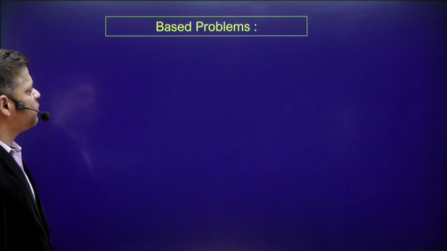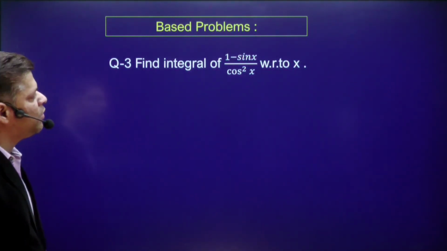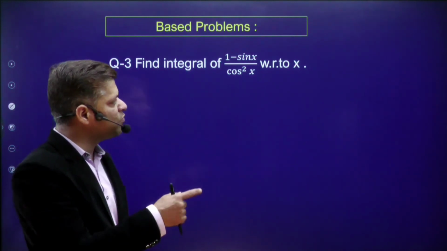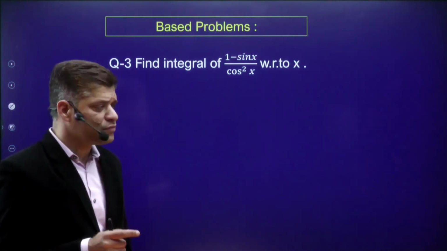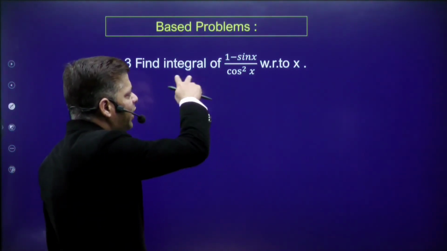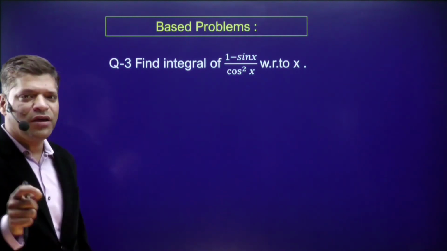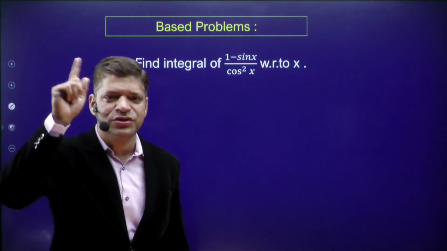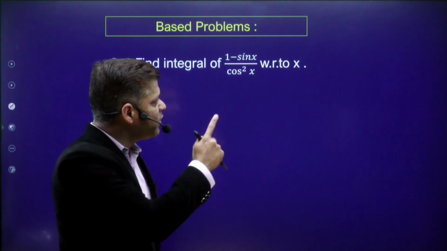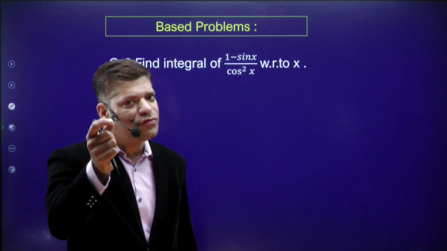So my dear students, we move to the next problem, question number 3. We have to find the integral of (1 minus sin x) over cos square x dx with respect to x. Whenever the problem is given in word form, the word integral means we have to use the integration sign. With respect to x, that is the variable of integration, we have to use x.